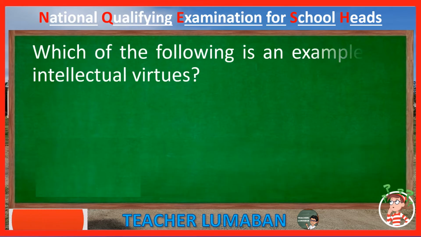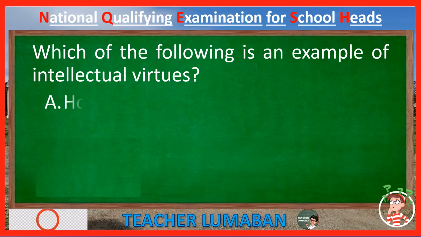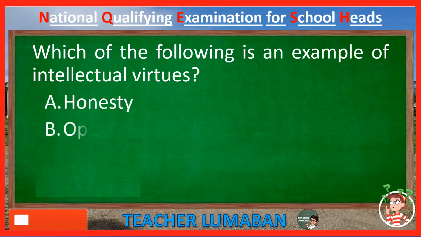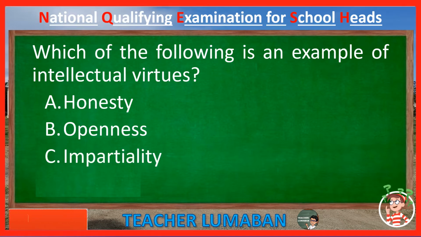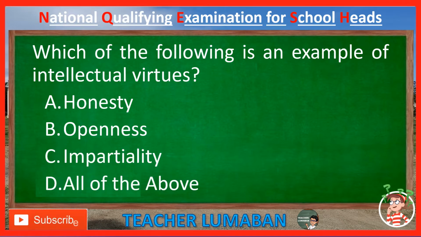Which of the following is an example of intellectual virtues? Letter A, honesty. Letter B, openness. Letter C, impartiality. Letter D, all of the above.